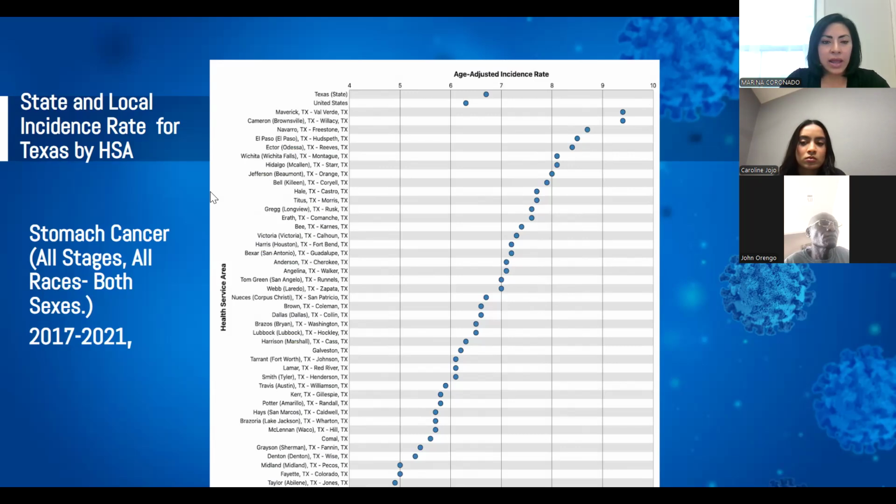So notably on the left, regions like Maverick, Cameron, and El Paso have higher incidence rates. And areas at the bottom, such as Bowie, Texarkana, and Nacogdoches, report the lowest rates in the state. So this variation suggests that environmental, socioeconomic, behavioral, or access-related factors may influence stomach cancer risk differently across regions.